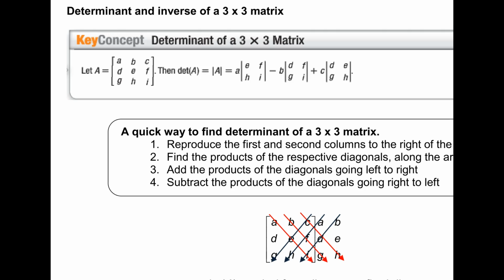So determinant and inverse of a 3x3 matrix. This is it. We have example 4, and then that's it for the lesson. And you should be okay. We'll have the rest of the time to review and go over problems if you want.